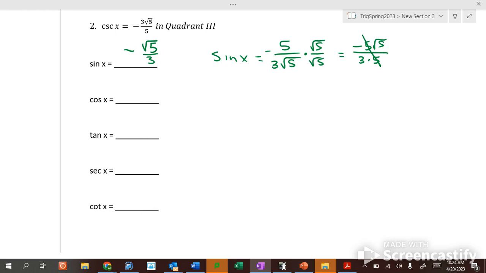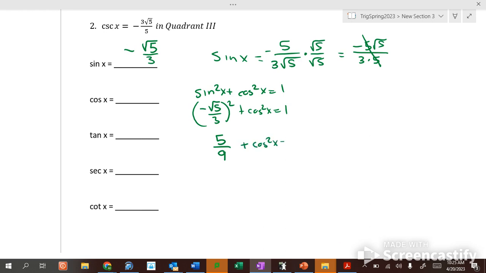Should we find cosine now? Sine squared x plus cosine squared x equals 1, right? So negative square root of 5 over 3 squared plus cosine squared equals 1. So square root of 5 squared. What's square root of 5 times square root of 5? 5. 3 times 3 is? 5 ninths plus cosine squared of x equals 1. We subtract, cosine squared of x equals 4 ninths.